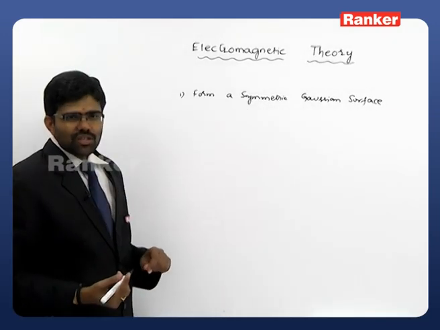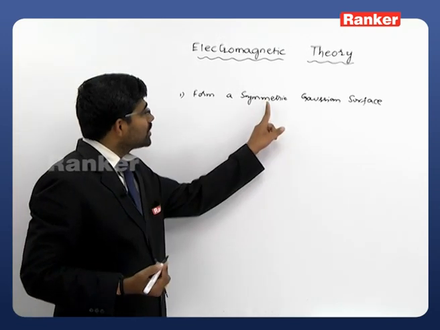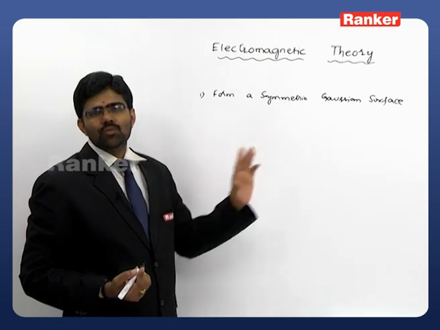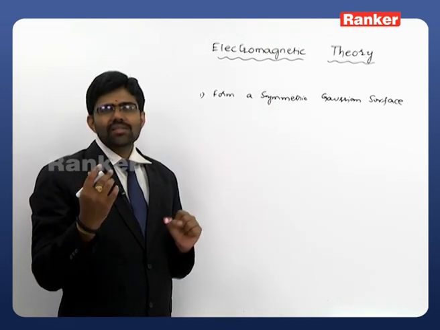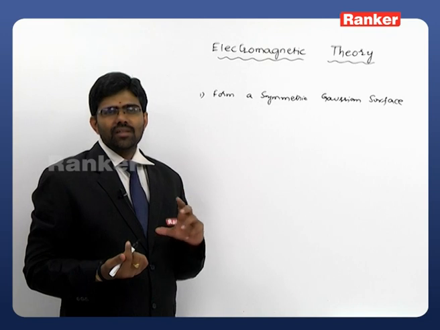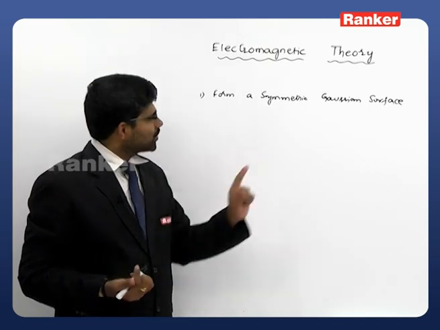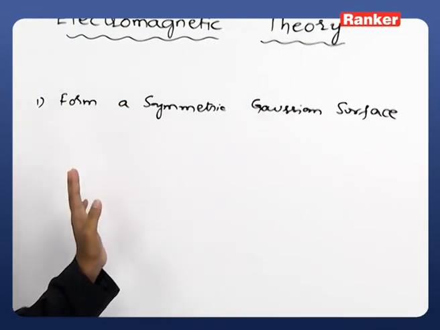Gaussian surface. What we need to do is form a symmetric, this word is very important, a symmetric Gaussian surface around the charge we are considering. On that symmetric Gaussian surface, the electric field intensity must be uniformly distributed. We need to remember that point. So this is the first step for any type of charge distribution.